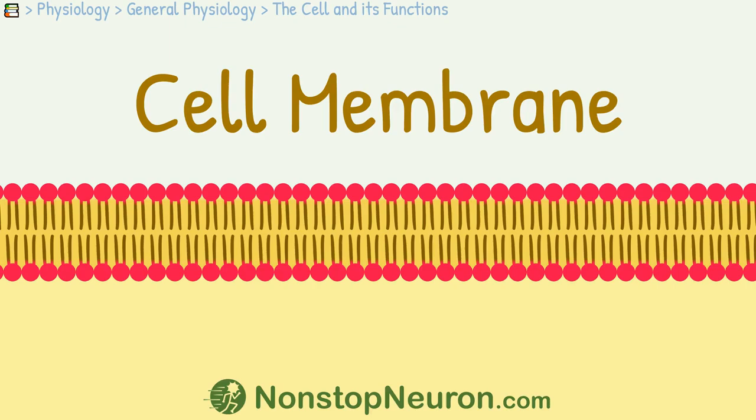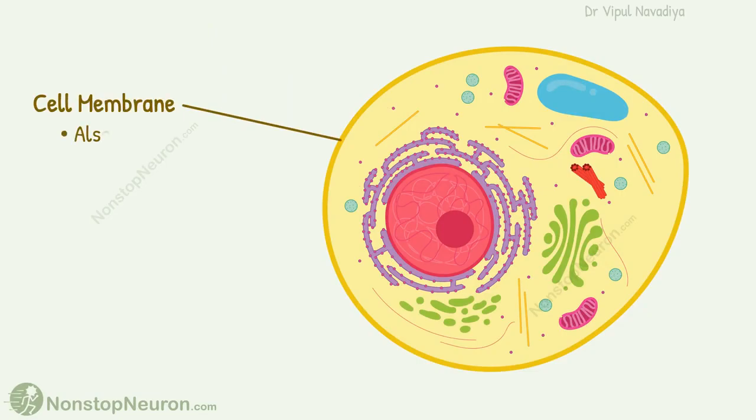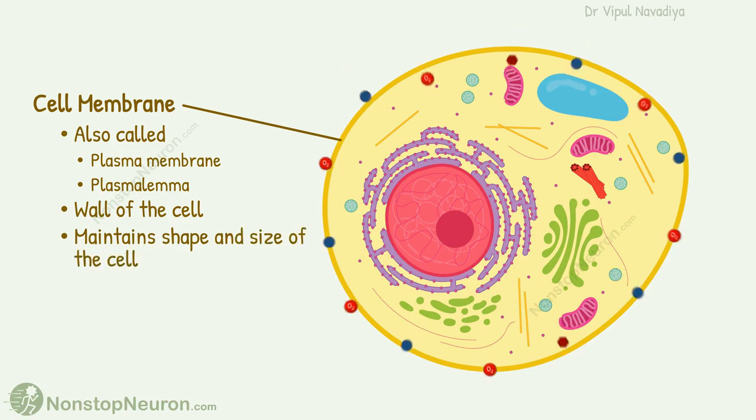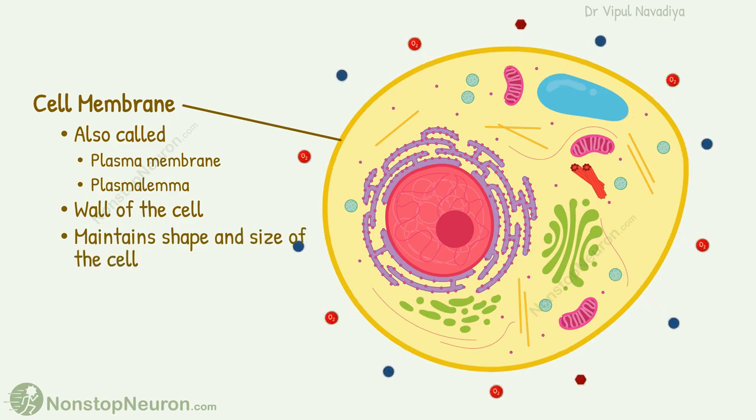In this video, we will talk about cell membrane. The cell membrane is also called the plasma membrane or plasmalemma. It makes the outer protective wall of the cell. It maintains the shape and size of the cell. And obviously, any exchange between the inside and outside of the cell happens through the cell membrane only.